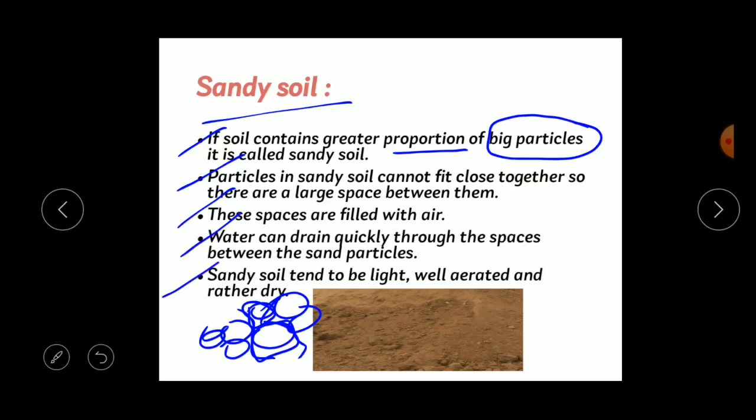The next thing is sandy soil tends to be light, well aerated and rather dry. This sandy soil tends to be very light because it cannot hold the water, right? That's why it is very light in weight and well aerated because of the presence of large spaces between the particles, so it is well aerated and dry. So this is the sandy soil. Now here you can see this is the sandy soil, you might have seen the sandy soil.